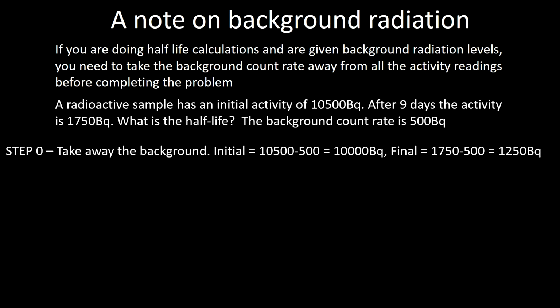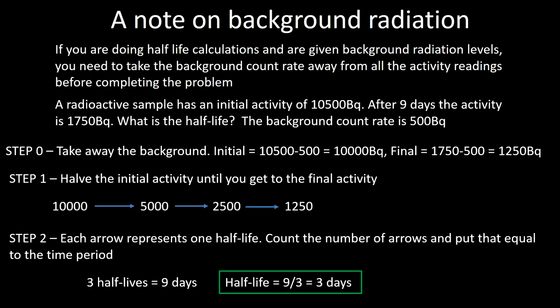So our initial count rate becomes 10,500 minus 500, which is 10,000, and the final count rate becomes 1,750 minus 500, which is 1,250. And then the problem can proceed exactly as we did before. So you just have to remember to subtract that background count rate off.